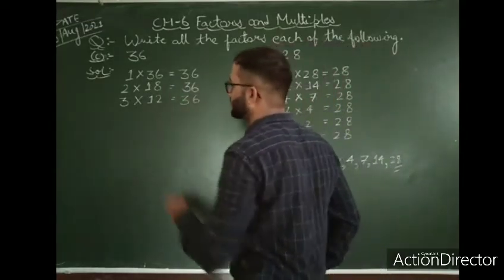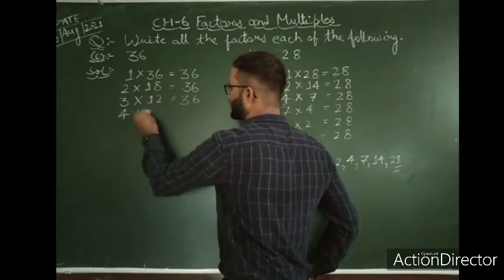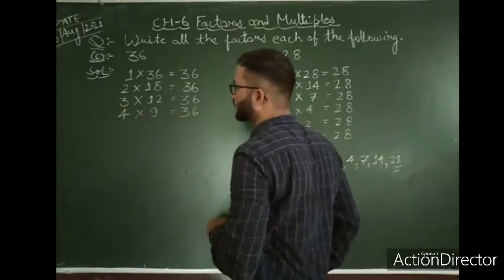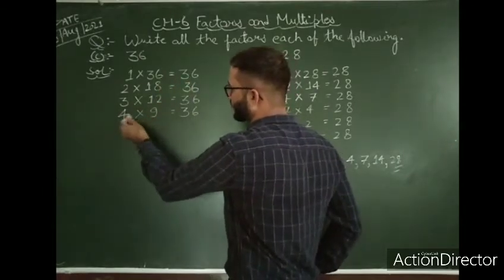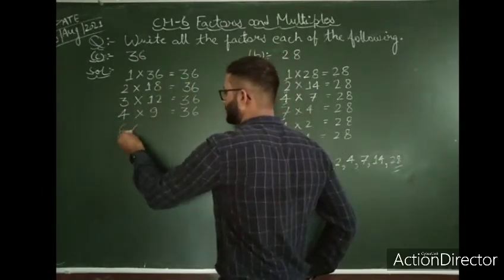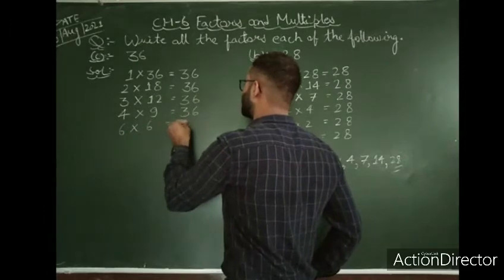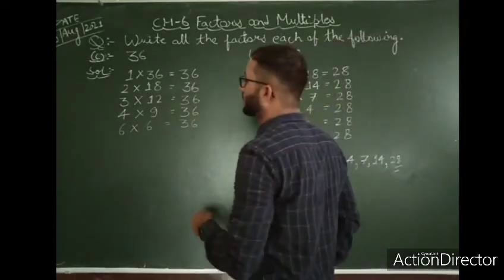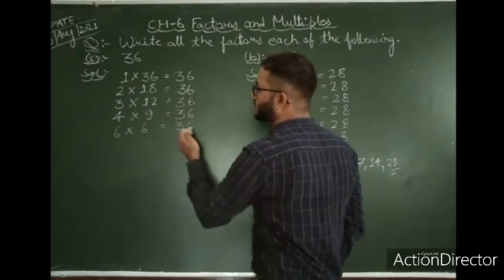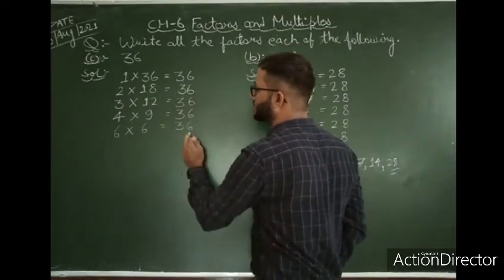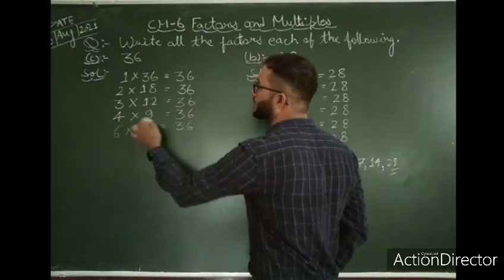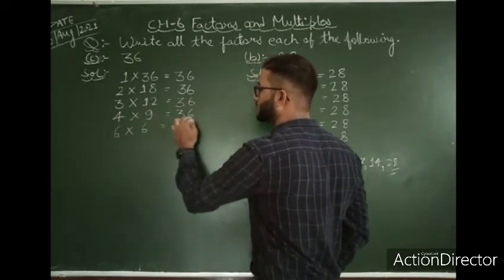Now 4 9s are 36. 36 is not divisible by 5, so you can take 6, because 6 6s are 36. 36 is not divisible by 7, and not by 8, but by 9, and here 9 4s are also 36, and 4 9s are also 36.